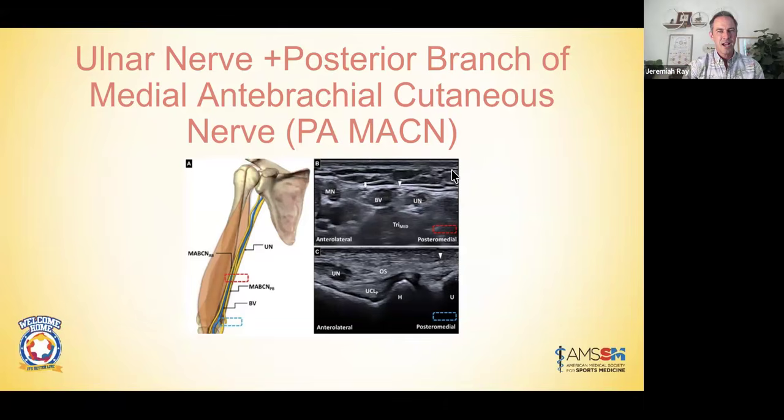Now, sometimes you can go very superficial and just go on top of the brachial vein, but I find that it's just easier to slide your transducer a little bit more anteriorly, hit that nerve with a second poke, and then it's just easier to get a nice circumferential block there.